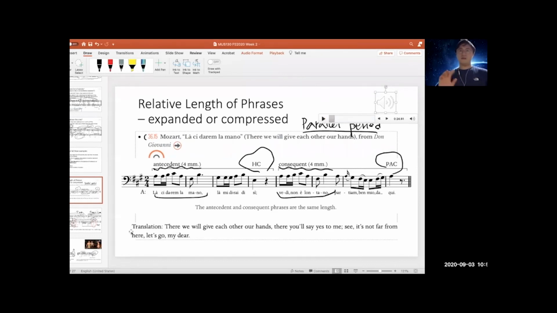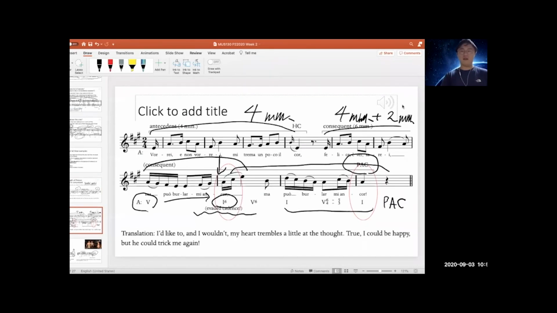Okay, that was Don Giovanni's part on an 8-bar standard period, Palais period to be precise. Then let's listen to the 10-bar period, the expansion of the previous example.